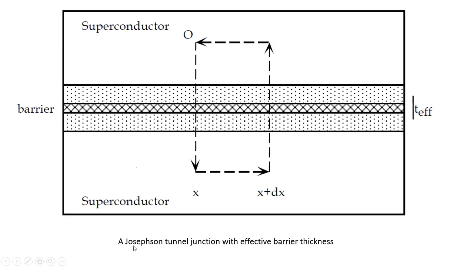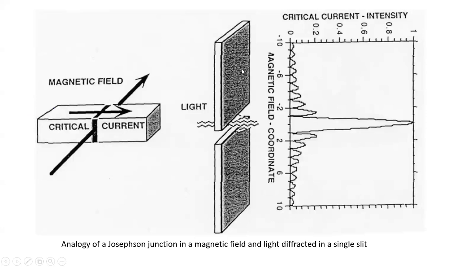This is the representation of a Josephson tunnel junction with an effective barrier thickness of the order of a few nanometers, or a few angstroms. It starts from this point and migrates from region 1 to region 2, and 2 to 1, between the two wave functions.